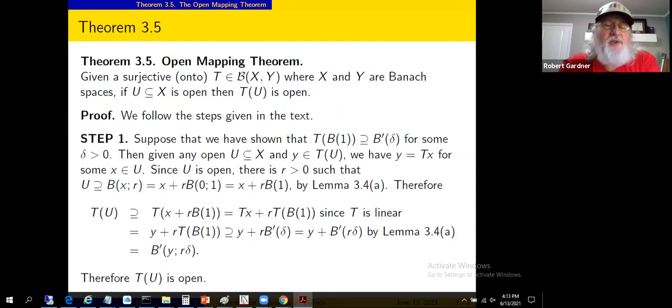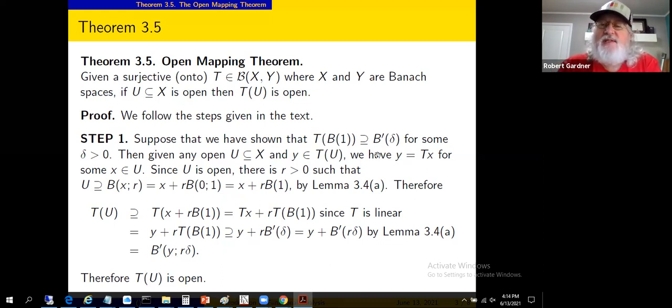The book breaks this into 3 steps. I'm going to follow the book's presentation. The first step is really the conclusion, but here's step 1. Suppose that we have shown that T of the unit ball contains a ball centered at the origin of radius delta for some delta greater than 0. And that's what we're going to do in the following 2 steps, in particular in the 3rd step.